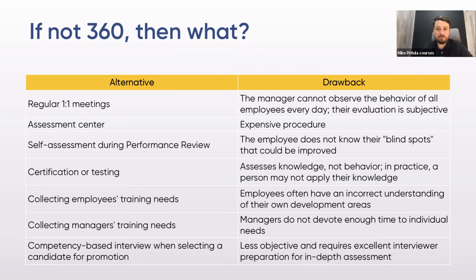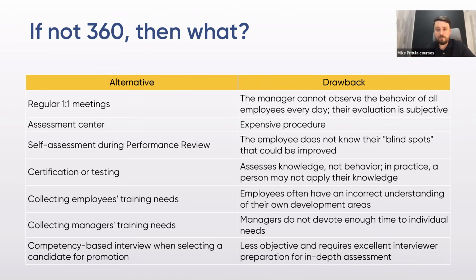Self-assessment during a performance review can also be used to identify areas for development, and the supervisor can then comment, but again the employee won't see their own blind spots. That is, without input from colleagues, they might miss some important aspects. Conducting employee performance appraisals or testing, instead of a 360-degree assessment, won't be as effective either because it will assess a person's knowledge, but that doesn't necessarily reflect how they behave in practice. That is, if we assess that a person understands what it means to work in a team, it doesn't necessarily mean that they actually behave that way with people in practice.